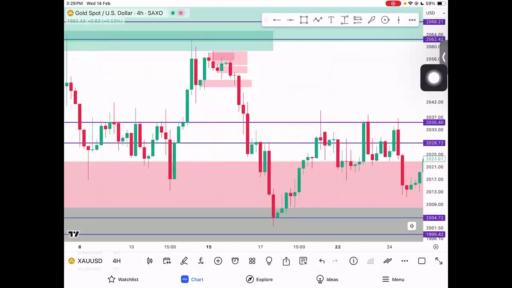So you start with the higher time frame to see where price is coming from, and then it's just zone to zone.